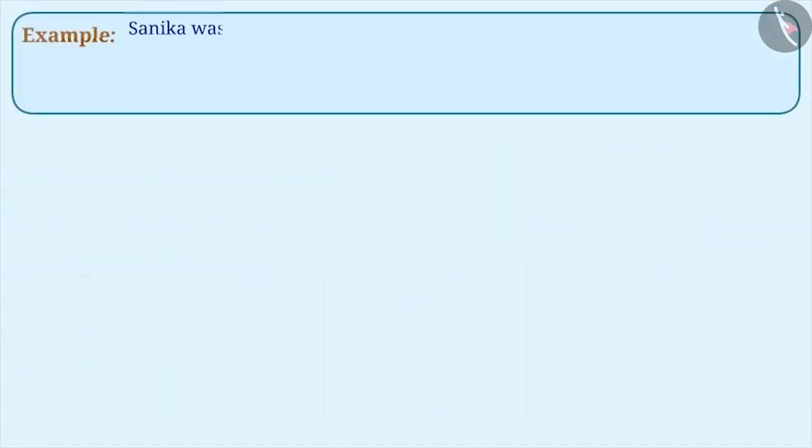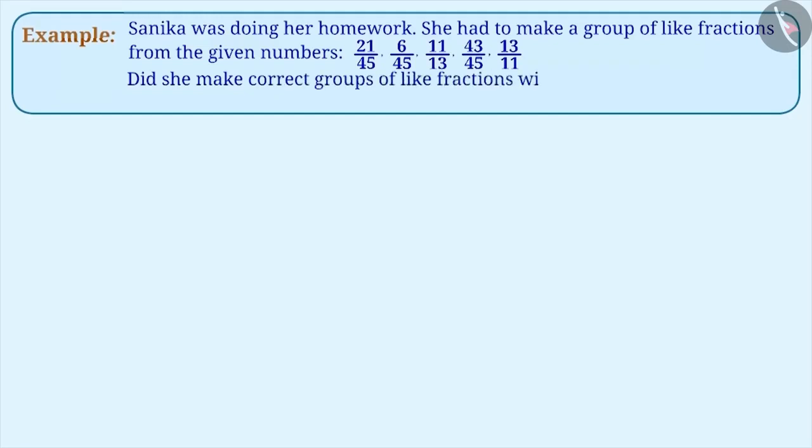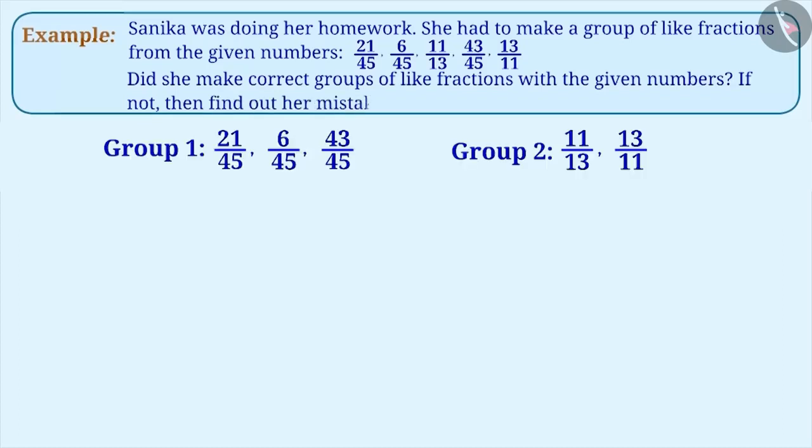Next example. Sanika was doing her homework. She had to make a group of like fractions from the given numbers 21 by 45, 6 by 45, 11 by 13, 43 by 45, 13 by 11. So she made the following group of numbers. Did she make correct groups of like fractions from the given numbers? If not, find out what mistake she made.